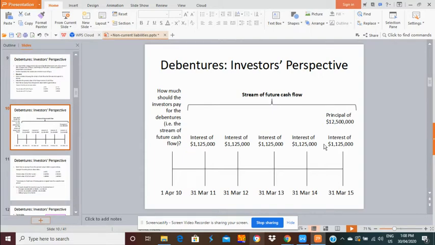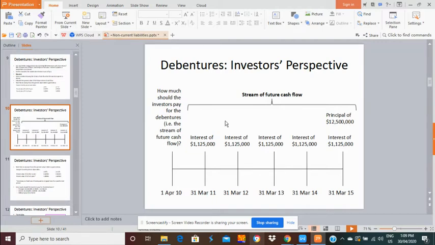So no matter what happens in the financial markets with other types of investments, this is the amount that needs to be paid. The next question is, what is the price that investors are willing to pay for that bond on 1st of April 2010? In other words, all the coupon payments and the principal payment are future values. But we want to find the present value.